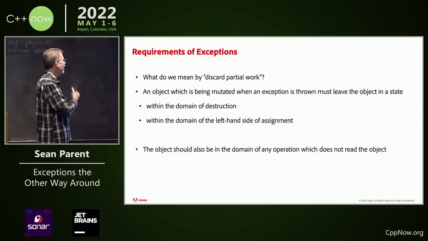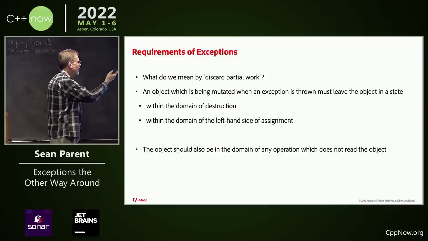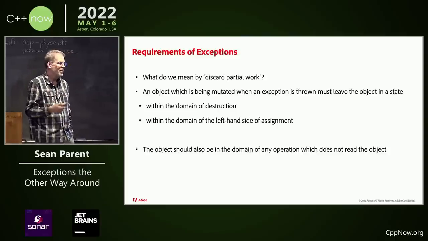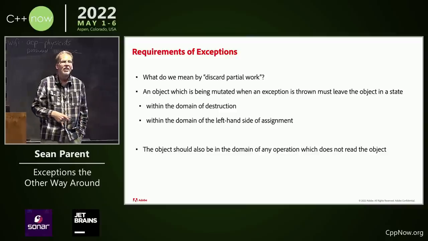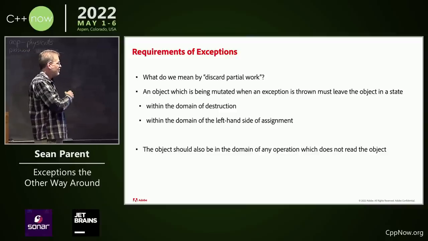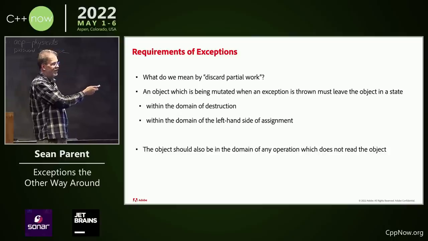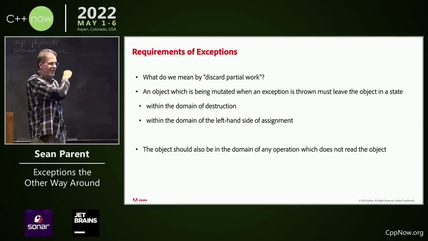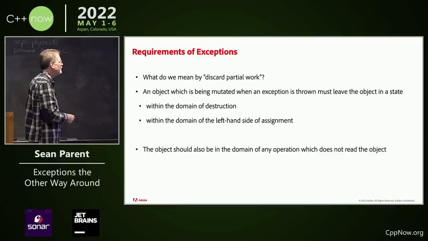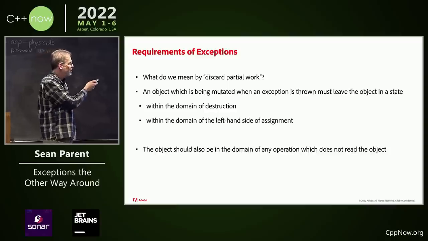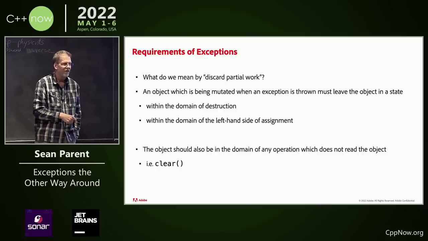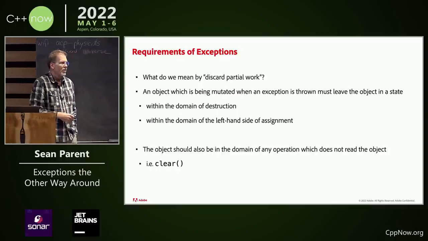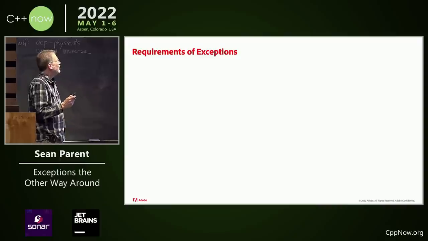It looks an awful lot like an object in a moved-from state. So the object should also be in the domain of any operation which does not read the object. Right? Why don't we want to read the object? Because if we only satisfied the basic exception guarantee, which is what we're talking about here, then because we're talking base level requirements, right? The basic exception guarantees are the minimum requirements. So the object should be in the domain of any operation which does not read the object, for example, vector clear, right? That's fine. That's the equivalent of assigning to the thing, okay? So, these are our requirements.